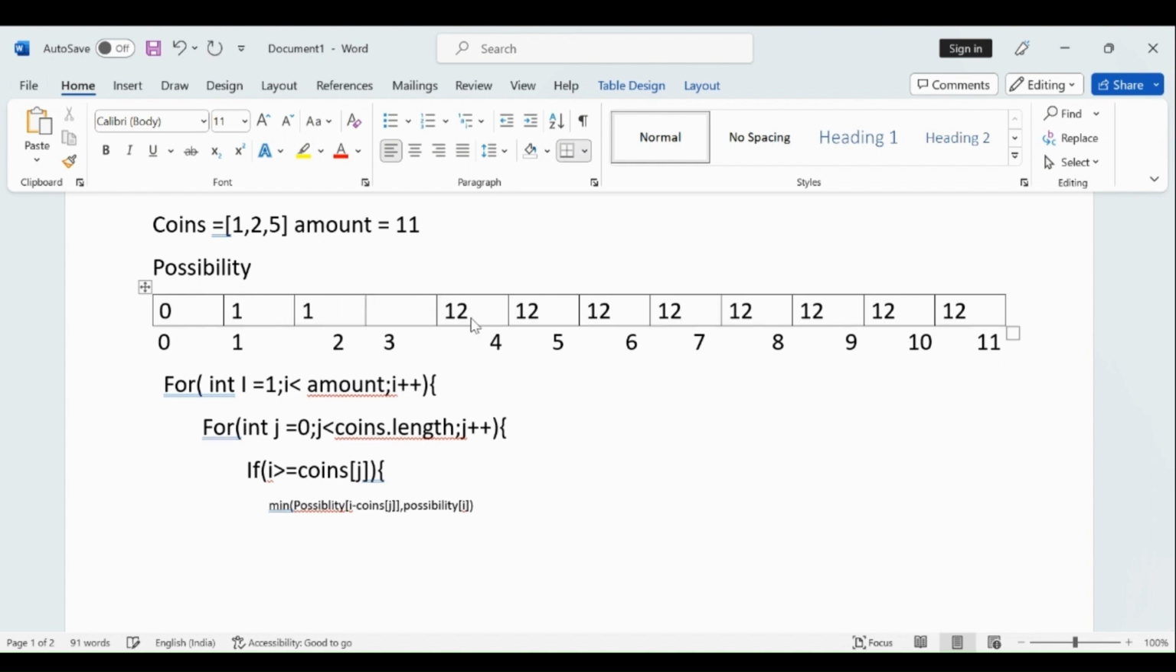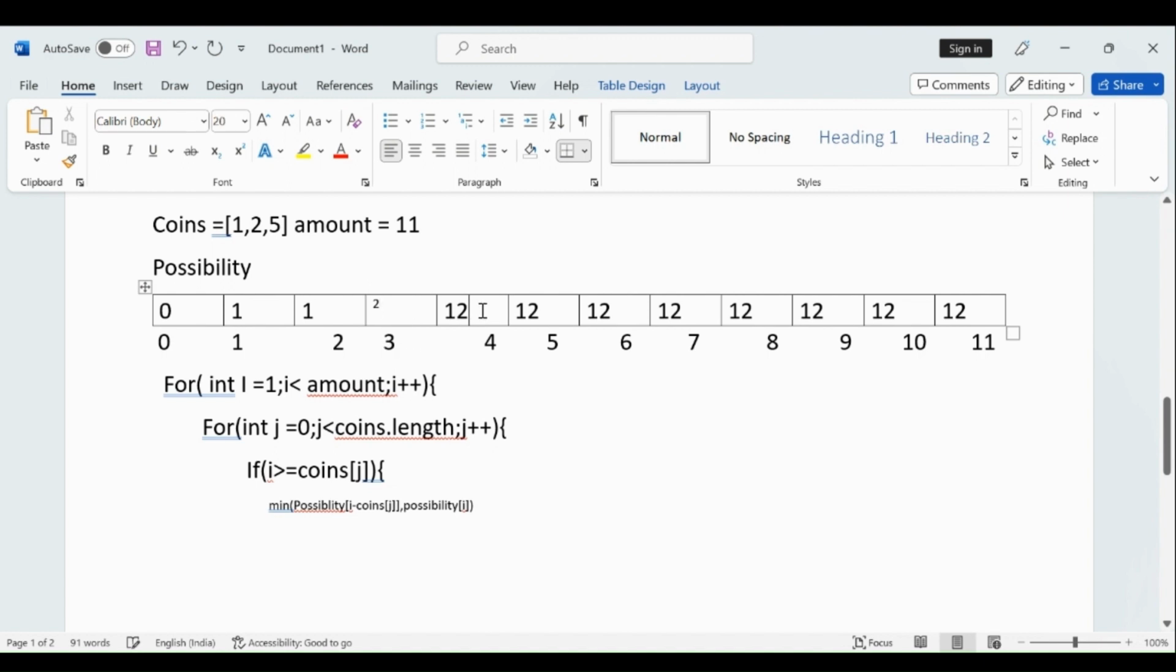For 3, suppose we are trying to utilize the coin 1. You will subtract the coin that you are currently using, so 3 minus 1 is 2. The minimum number of coins required to make up the amount 2 was 1, and you are utilizing one more 1, so your answer in this case will be 1 plus 1, which is 2. Now suppose we are trying to utilize the coin 2. So 3 minus 2 is 1, and the minimum number of coins required to reach the amount 1 was 1, so 1 plus 1 is again 2. So the minimum will be 2.